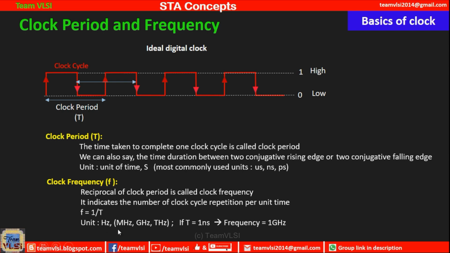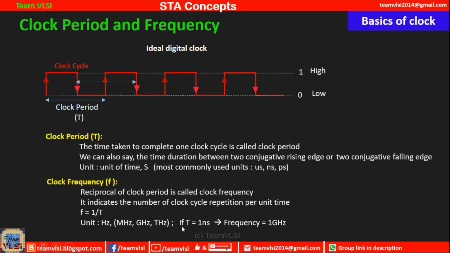But commonly used units in your digital design or ASIC design are megahertz, that is 10 to the power 6 hertz, and gigahertz, that is 10 to the power 9 hertz. Most commonly used frequency range these days is gigahertz. Then terahertz, that is 10 to the power 12 hertz.